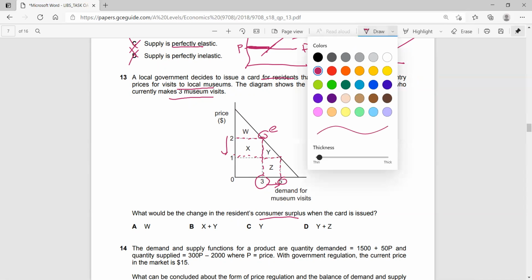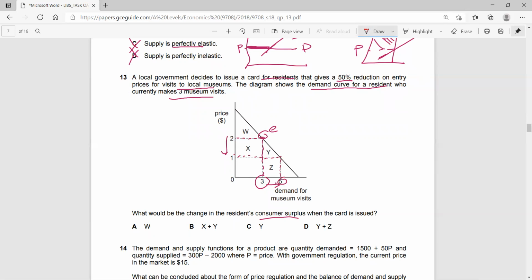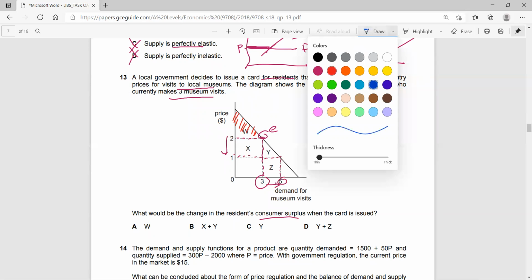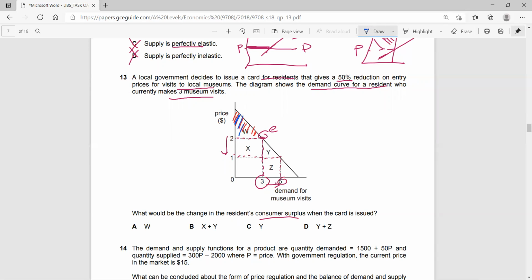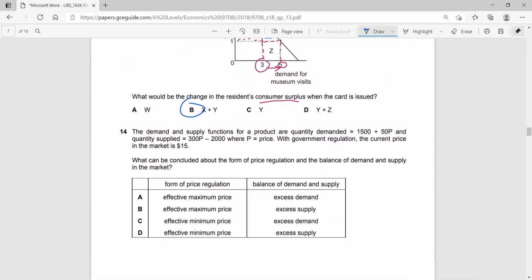So if we denote in red, the initial consumer surplus was this, below the demand curve and above the price. Now the consumer surplus is all of this, below the demand curve and above the price. They've asked for the change in consumer surplus, so you won't take into account W because that was there from before. The change is just the addition of X and Y, which I've slightly covered with my scribbling, but hopefully you can still see it, or if not, you can remember it. So I will go with B.